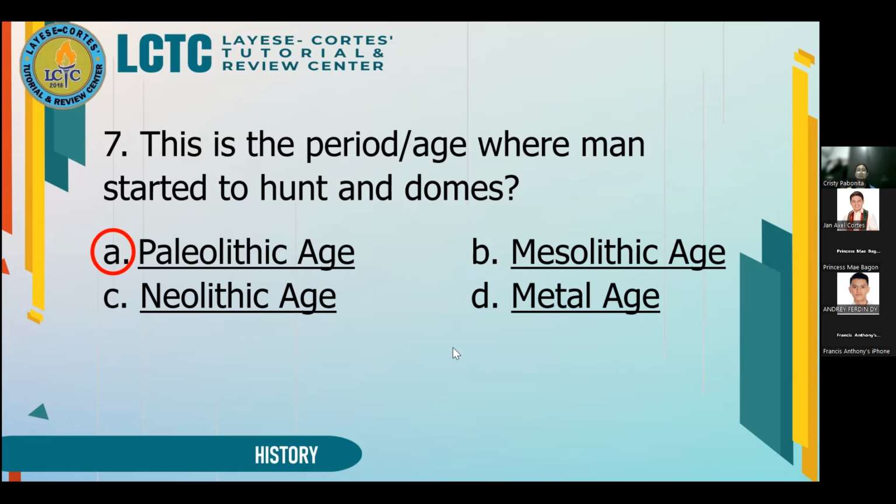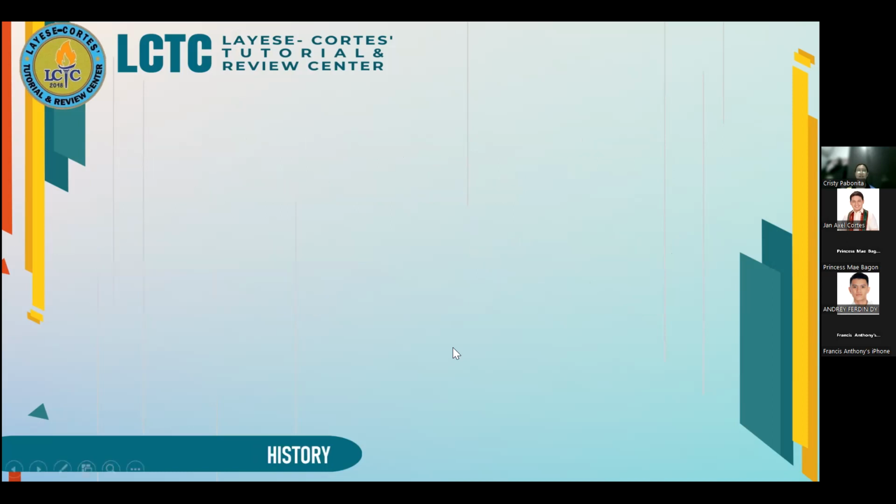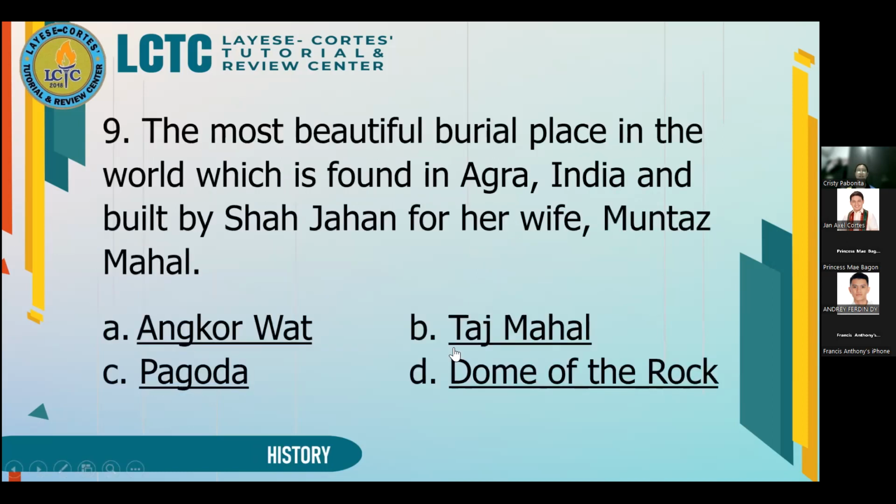Okay, so next is history again. So the most beautiful burial place in the world, which is found in Agra, India, and built by Shah Jahan for her wife Mumtaz Mahal. Sige, what's the answer?